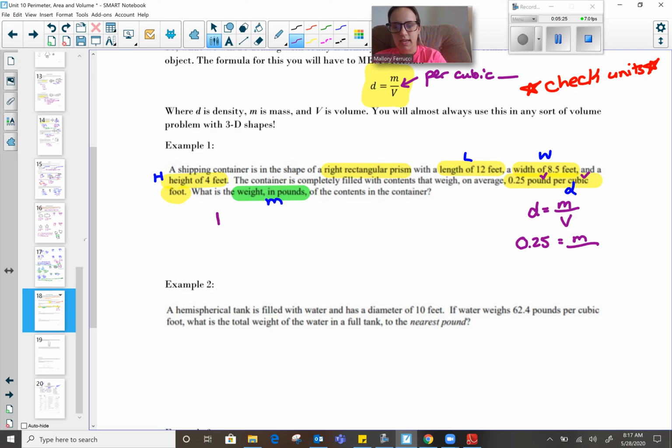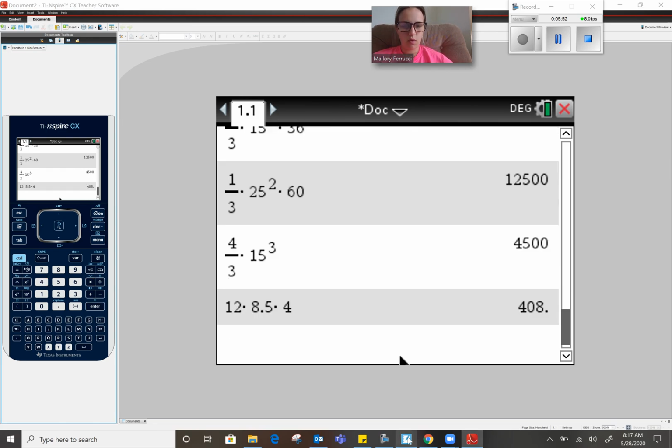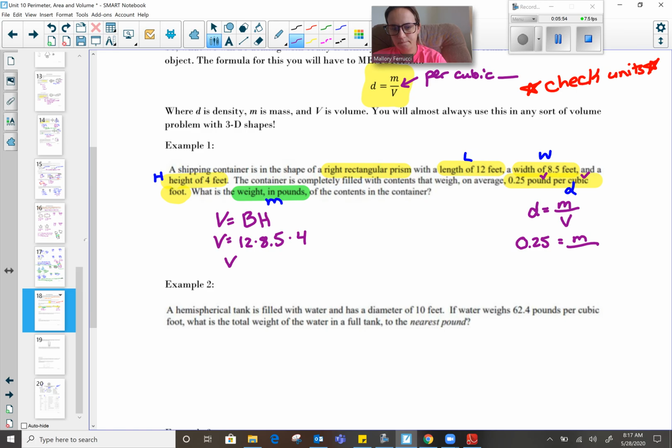For a rectangular prism, it's big B times H. So really in this case, the big B is just length times width. So it's 12 times 8.5 times 4. So we get 408. So over 408.